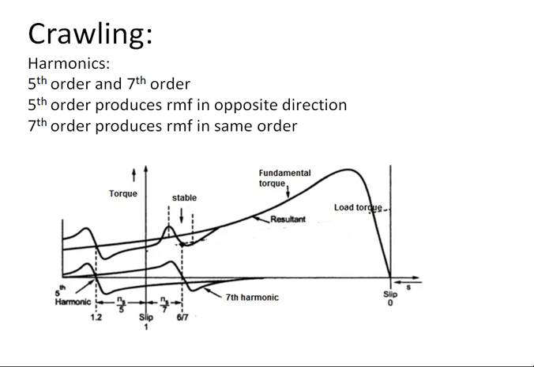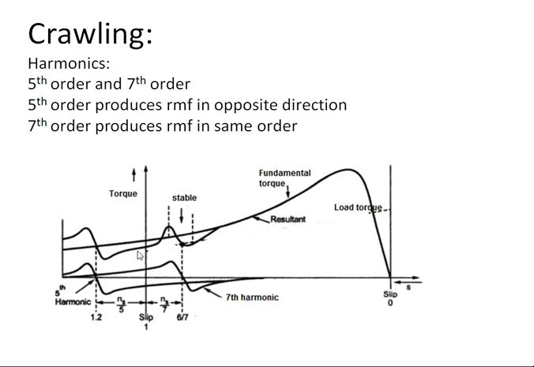The odd order harmonics, specifically the fifth and the seventh order harmonics in the three-phase induction motor, will produce two different types of torques. The fifth order harmonics have a rotating magnetic field in the opposite direction to the fundamental rotating magnetic field, whereas the seventh order harmonics produce a rotating magnetic field in the same direction as that of the fundamental rotating magnetic field.